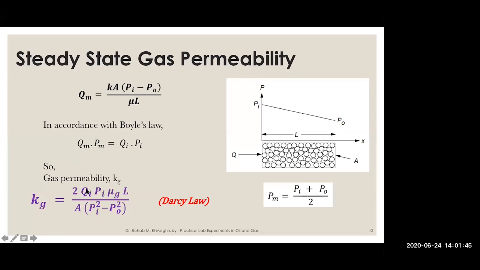So again, this is the flow rate of the fluid. This is inlet, and the pressure is inlet. Again, if you use the exit flow rate, you will use the pressure exit. The viscosity is the gas viscosity. This is the length of the core divided by the cross-sectional area, and this is the pressure inlet squared take away the pressure exit squared, and you can find the gas permeability.